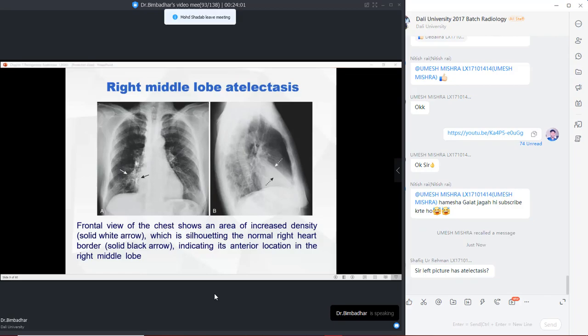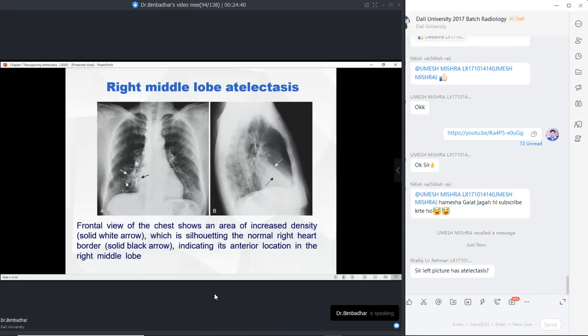Okay, right? See, both of the pictures have atelectasis itself. Look closely. The right heart border is obscured, the black arrow that is present here. The normal heart border has been silhouetted, in the sense blurred out, and at the same time there is an increased density along the same place. The right heart border has been blurred along the black arrow, and there is an increased density along the white arrow.